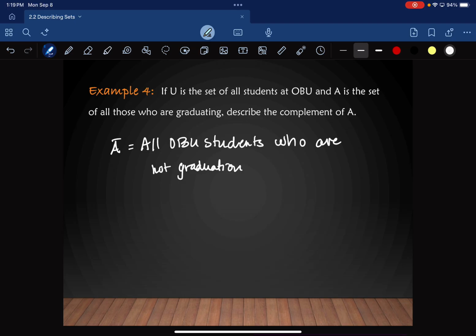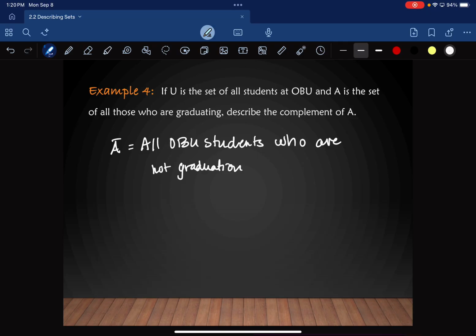So in many ways, complements kind of go hand in hand with negations, which is what we've been working with in section 1, the opposite of something. It's still within the confines of the description of things in general that we're looking at, in this case OBU students, so we can't go outside that picture. But it is the complement or the opposite or the negation of the other piece, that is students that are graduating versus students who are not.